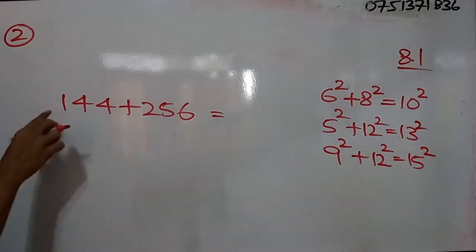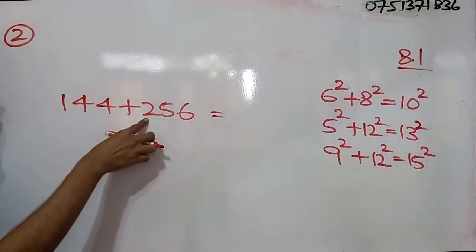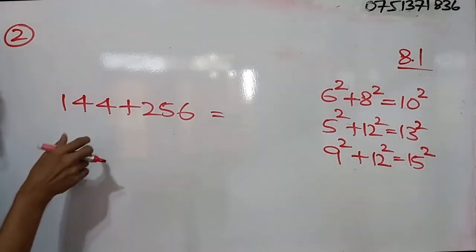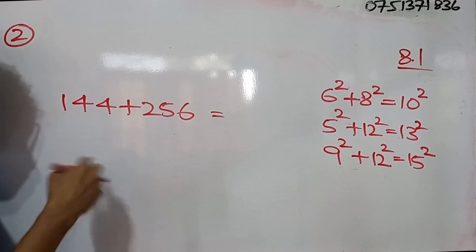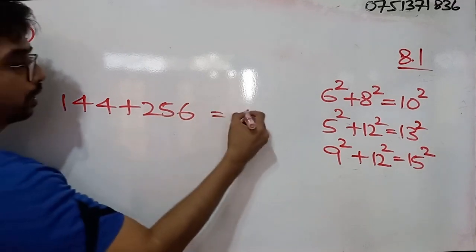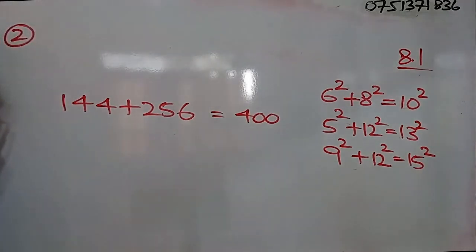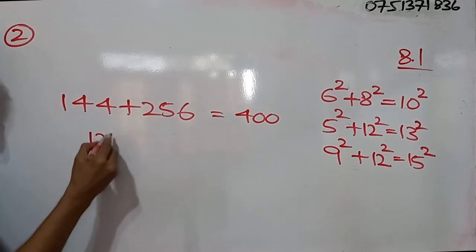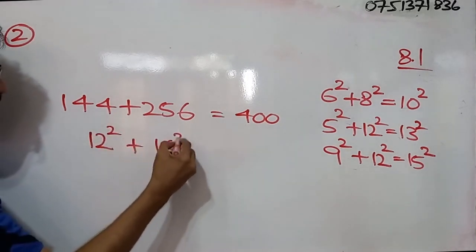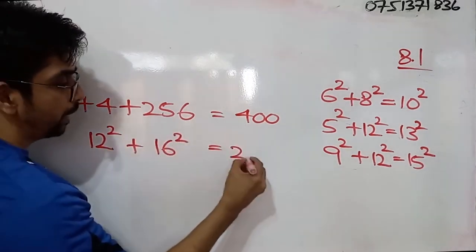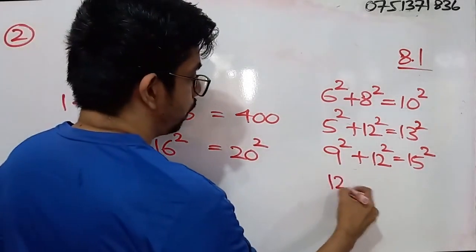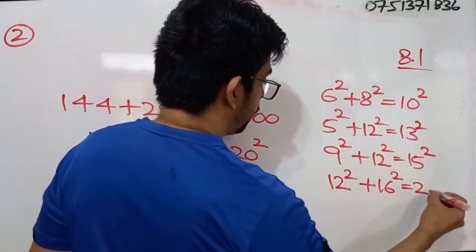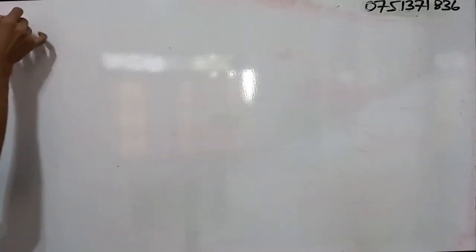256. Right? So 100 plus 200, that is 300. 44 plus 56, that is another 100. Altogether 400. 400 means what? The square of 20. Right? So 144 means 12 square. 256 means 16 square. So that is equal to what? 20. So this is another response. 12 square plus 16 square, that is equal to 20 square.